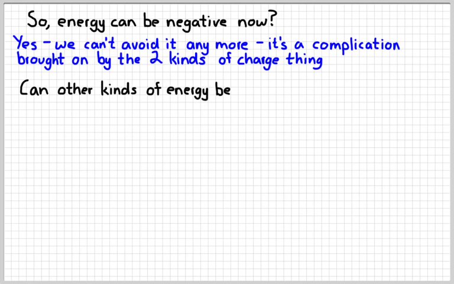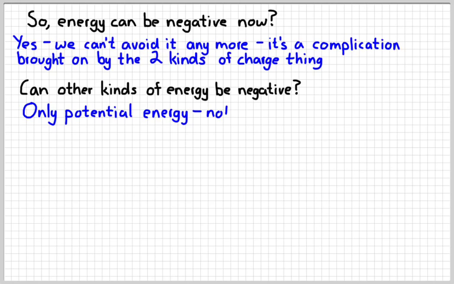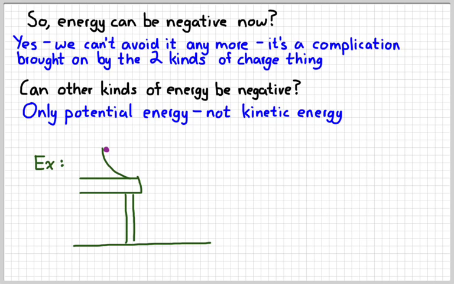So, could the other kinds of energy that we've already learned about also be negative? The answer is yes, but only potential energies. Kinetic energies are always going to be positive. But gravitational potential energy could be negative. So suppose we're back in AP Physics 1, and we rolled a marble down a ramp and predicted how far away it would land.